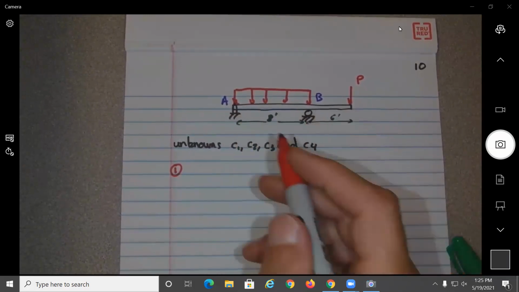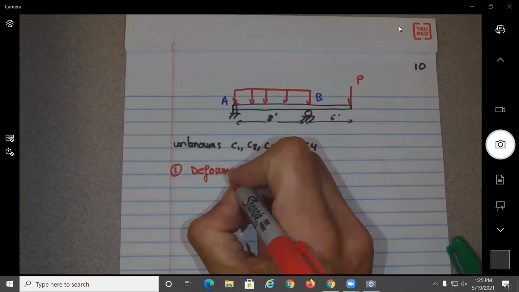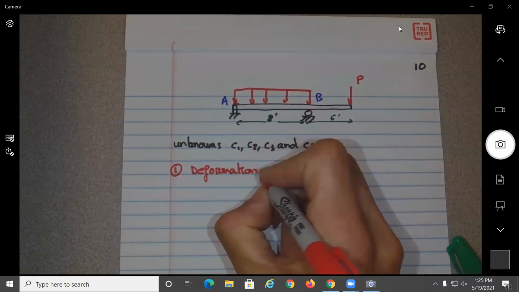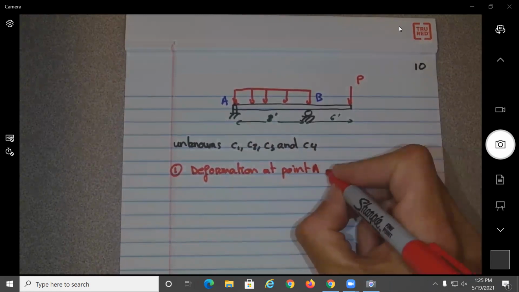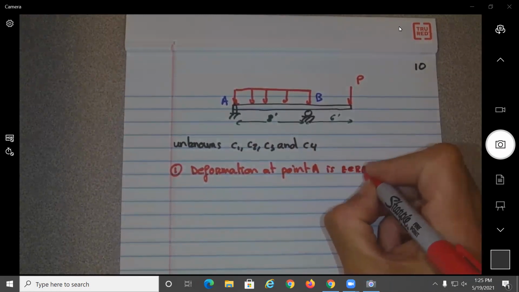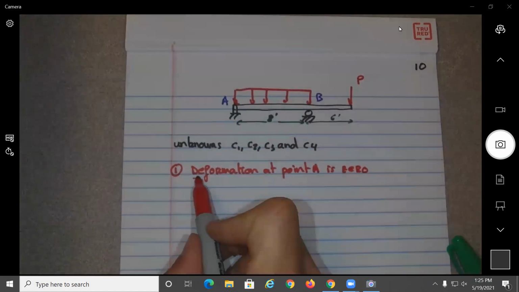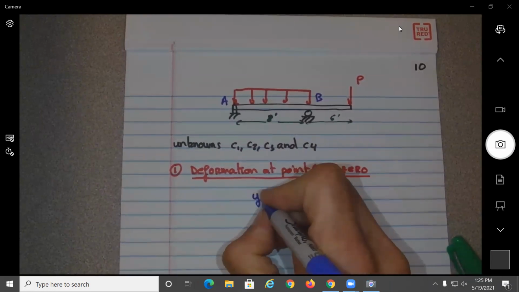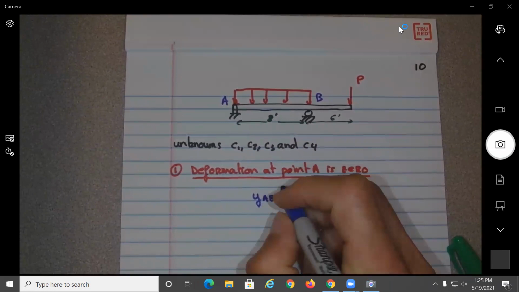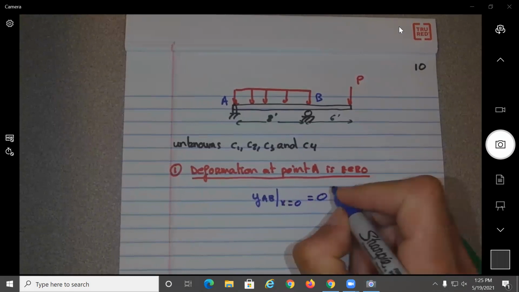Okay, so first one would be deformation at point A is 0. So mathematically speaking, this would be represented by the equation y AB at x equals 0 will be equal to 0.